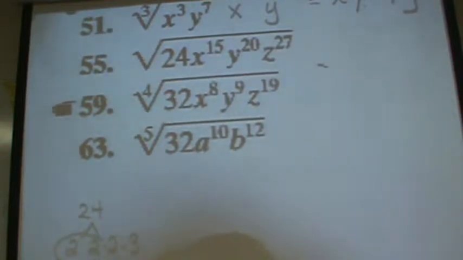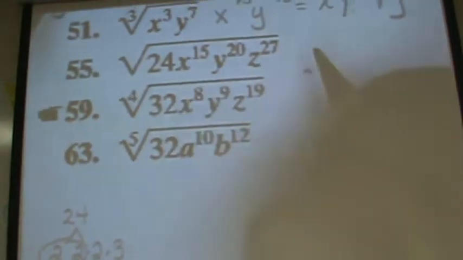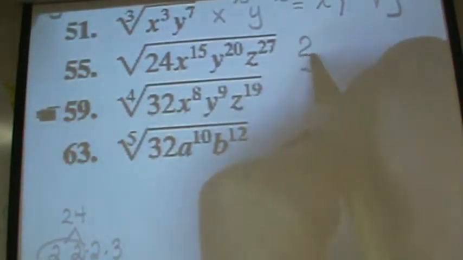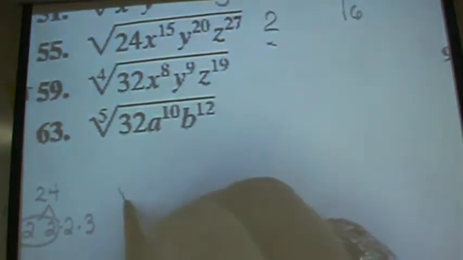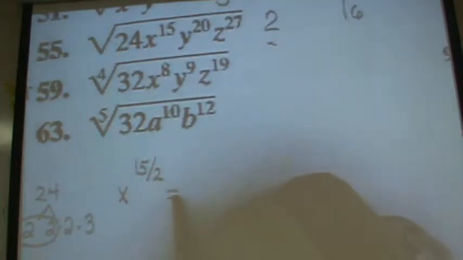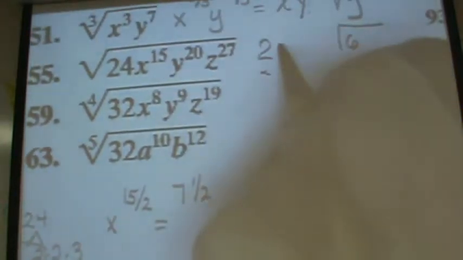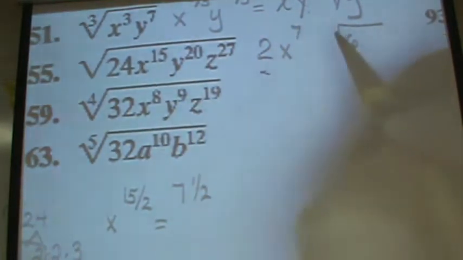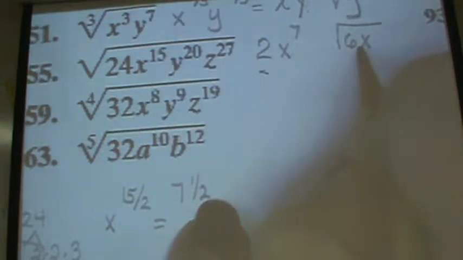So we're going to pull a 2 out, but what stays is the 6. Now you've got 15 over 2. So that is 7 1/2. So we have x to the 7, but we have 1 x left underneath the radical.